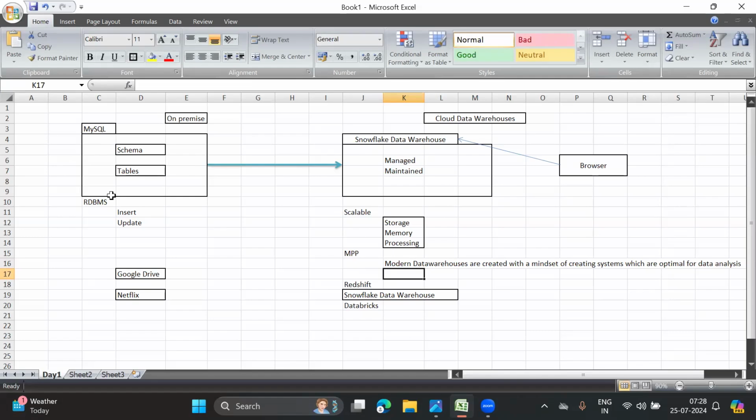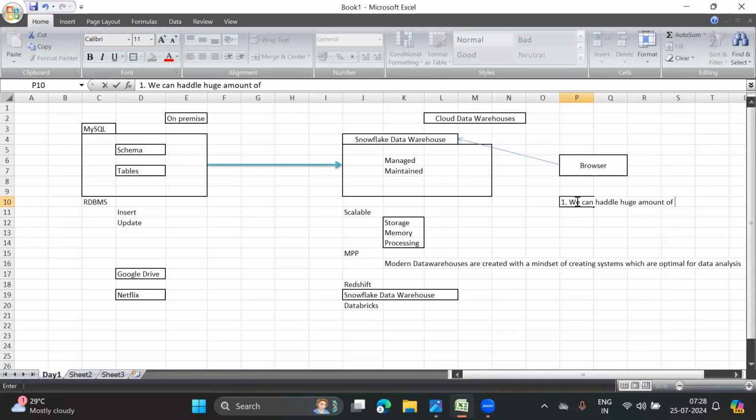Whereas the systems which were created previously had different intentions. But now these systems are created with the intentions of what we want today. Not what we wanted 10 years back, not what we wanted 5 years back, but keeping in mind the growth at which the data is increasing. So the mindset over here is that we can handle huge amounts of data, right?